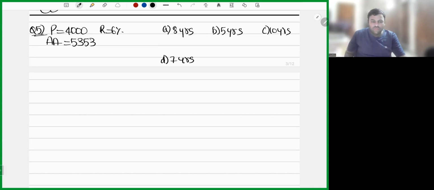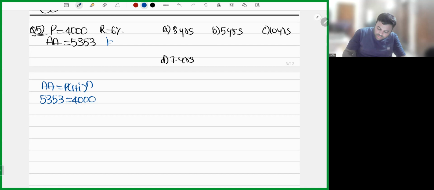So let's check, my dear friends. Now, the formula is simple. Accumulated amount is equal to P into (1 plus i) whole power n. So 5353 is equal to 4,000 into, R is equal to 6%, so i is equal to R by 100, 1.06 whole power n. Let us do cross multiplication. 5353 divided by 4,000, you will get 1.33825 is equal to 1.06 whole power n.